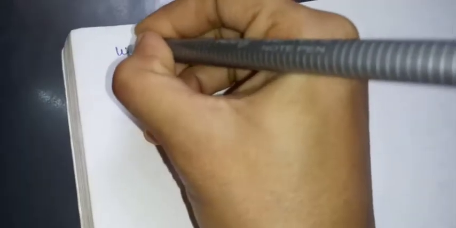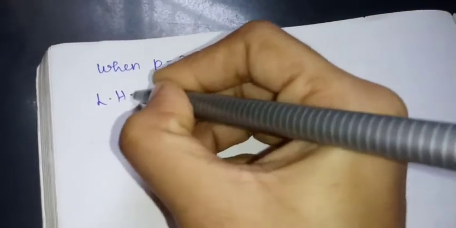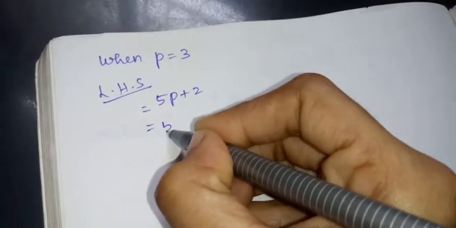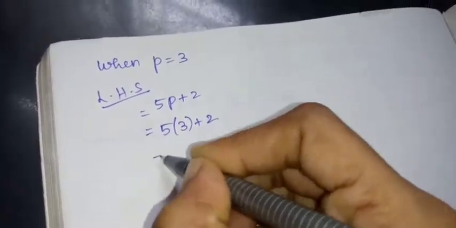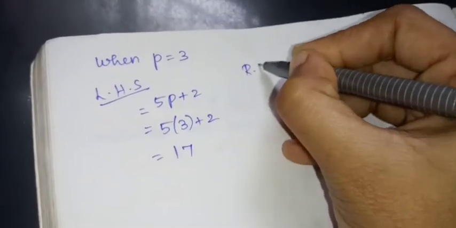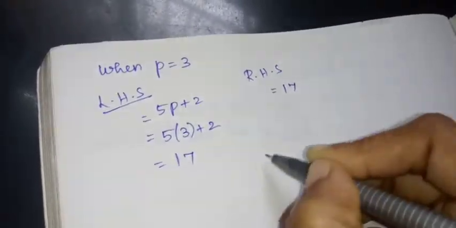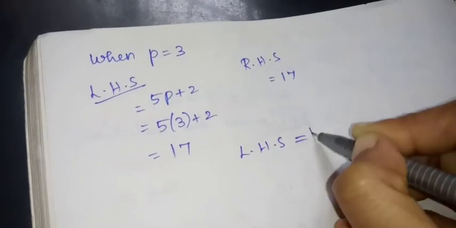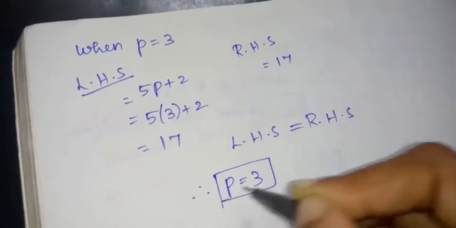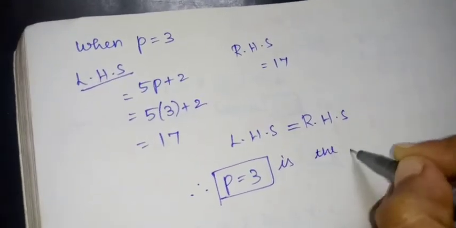Next, then P is equal to 3, because last time P is equal to 1 I have taken, then P is equal to 2 I have taken. So, what is our LHS? 5P plus 2. 5 into 3 plus 2. 5 3s are 15. 15 plus 2, 17. What is our RHS? RHS is also 17. So, LHS is equal to RHS. Therefore, P is equal to 3 is the solution.